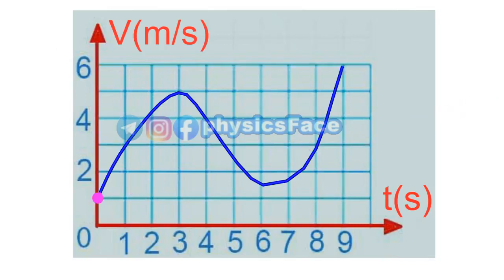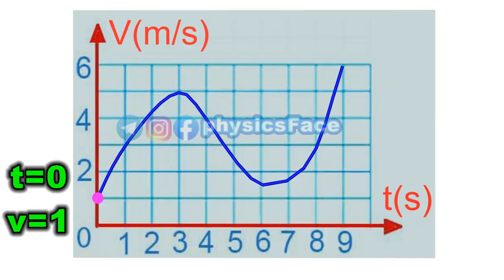The initial moment is an important moment. In fact, moment 0 represents the initial condition. Here we see the velocity of the object at moment 0 is 1 meter per second. This velocity is called the initial velocity.